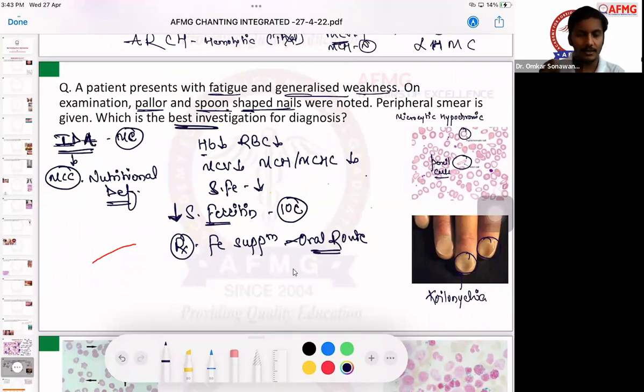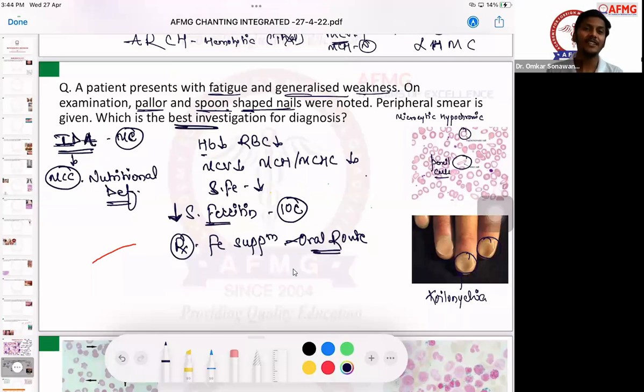Unless there is a contraindication, it might be a malabsorption syndrome. And what are the malabsorption syndromes which will affect iron absorption? That can also be a cause of iron deficiency anemia. I hope all of you are quite aware that vitamin B12 is absorbed from the terminal ileum, folic acid is absorbed from the jejunum, whereas iron is absorbed from the duodenum.